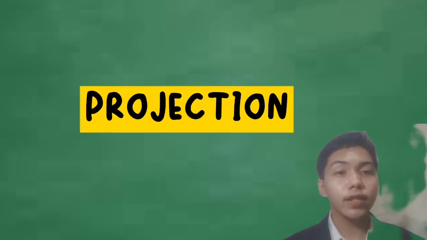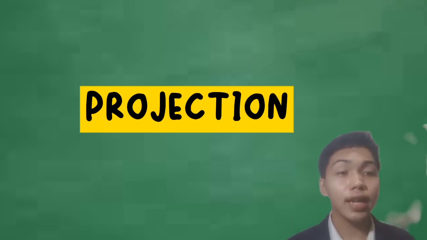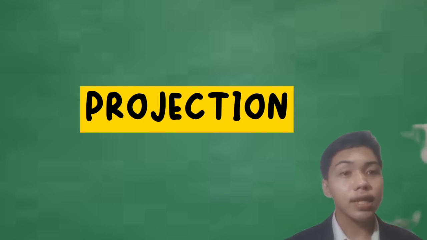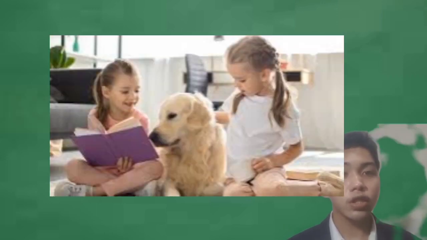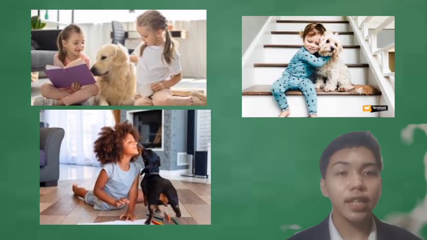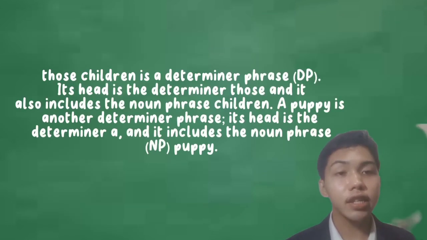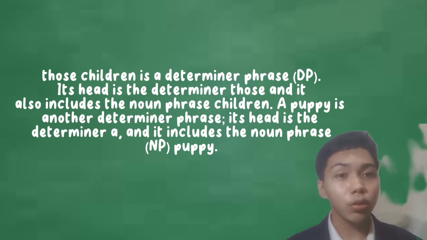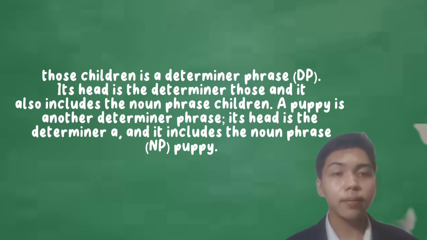Composing the structure of a sentence begins with words that belong to categories like noun, verb, preposition, adjective, and determiner. These words are the heads of phrases. So let us take a sentence like "Those children want a puppy" as an example. In this sentence, "those children" is a determiner phrase, or the DP. Its head is a determiner, "those," and it also includes the noun phrase "children."